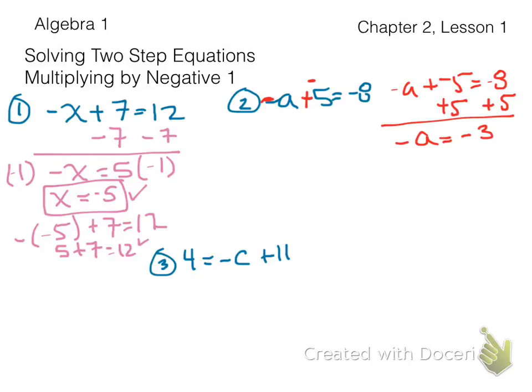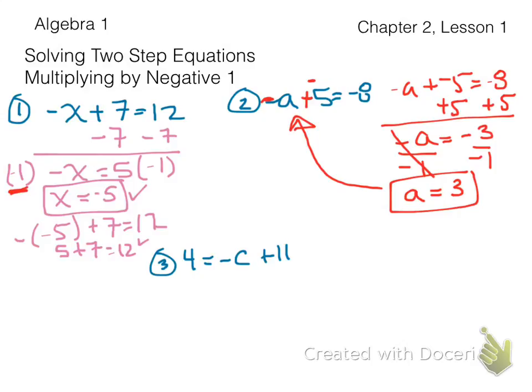And then remember how I multiplied by -1 here? Well, you can also divide by -1, and it's going to do the exact same thing. Negative divided by a negative is a positive, so I'm left with a on the left. -3 divided by -1 is +3. And again, you can plug it back in to double check, and you're going to end up with -3 plus -5 is -8, which, hey, that's a true statement.